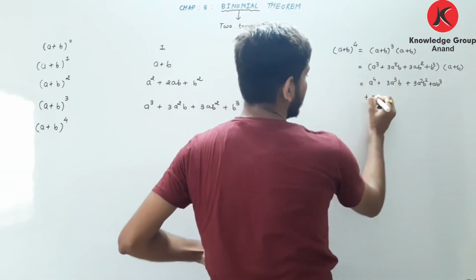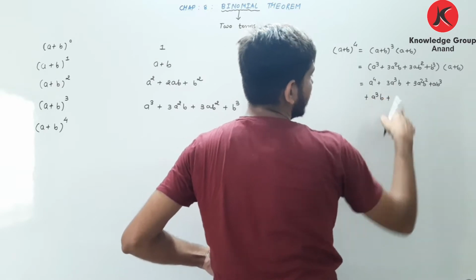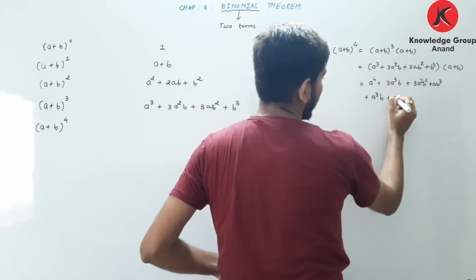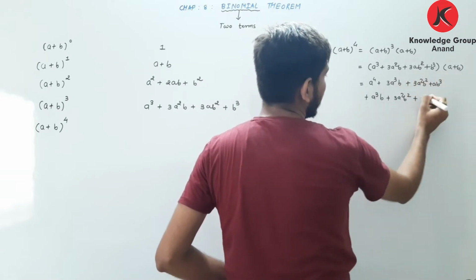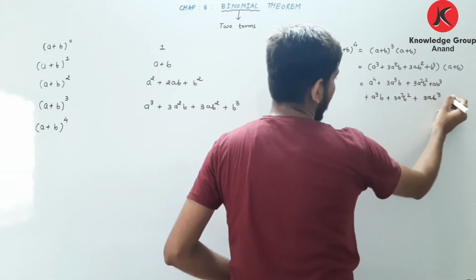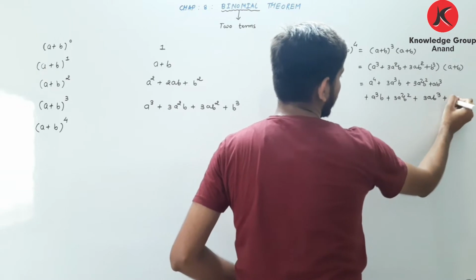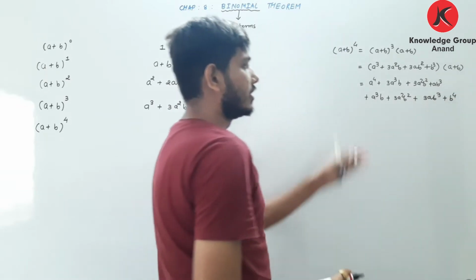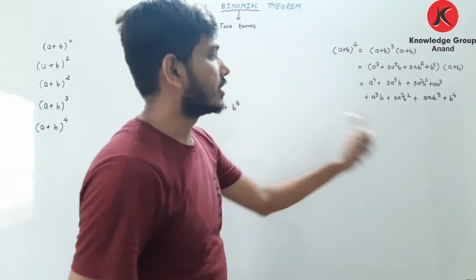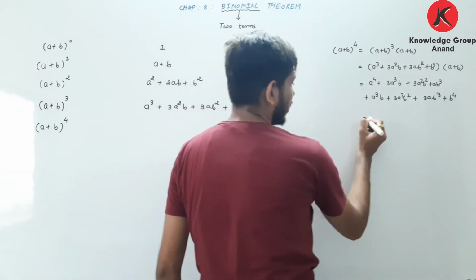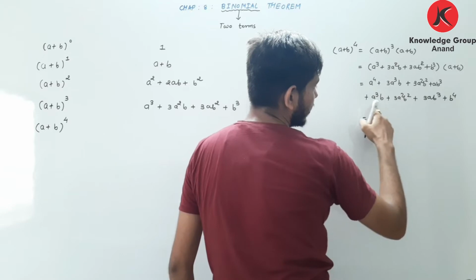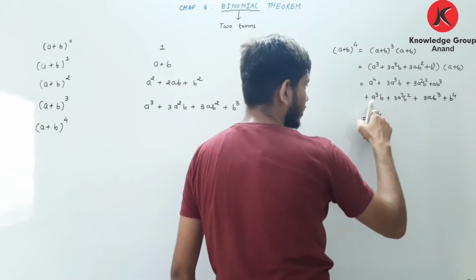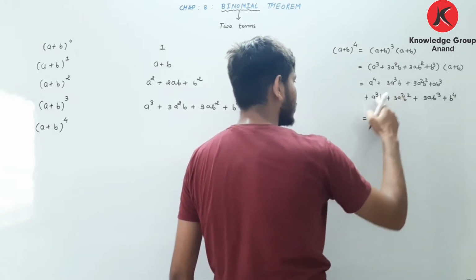Therefore we are getting plus a cube b plus 3a square b square plus 3ab cube and plus b raised to 4 here. Now simplify and arrange the terms in proper order. Therefore we are getting a raised to 4, a cube b, that is any term having a cube b, just this one term is similar to this term.